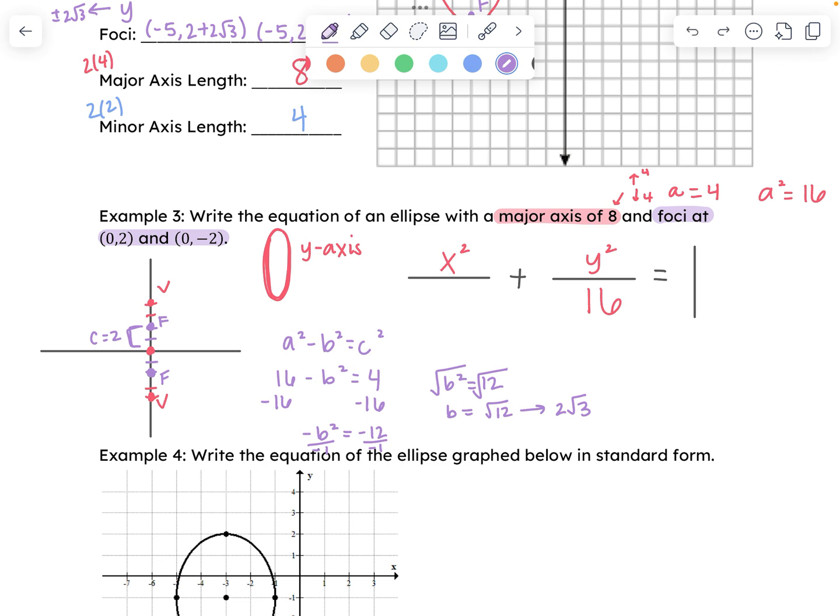So be careful that you are squaring whatever number goes right there. And there's my equation.